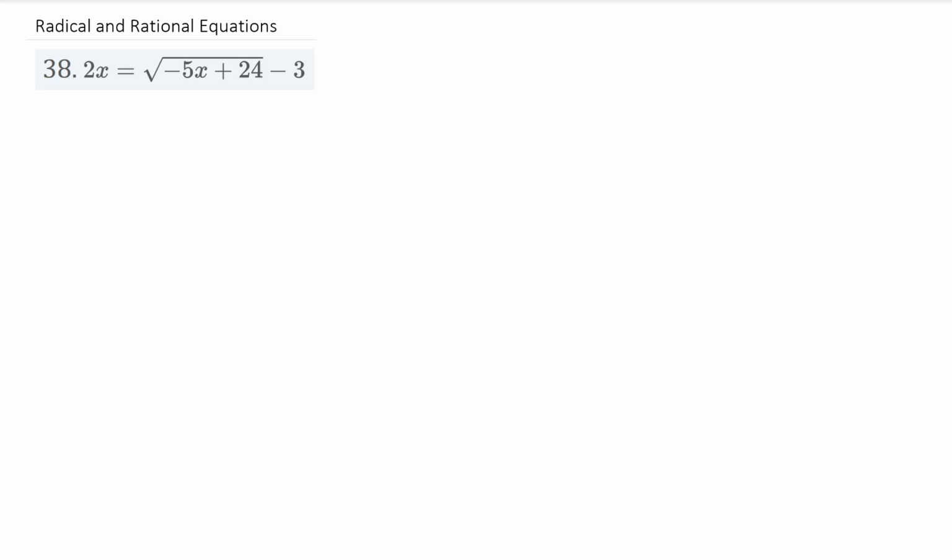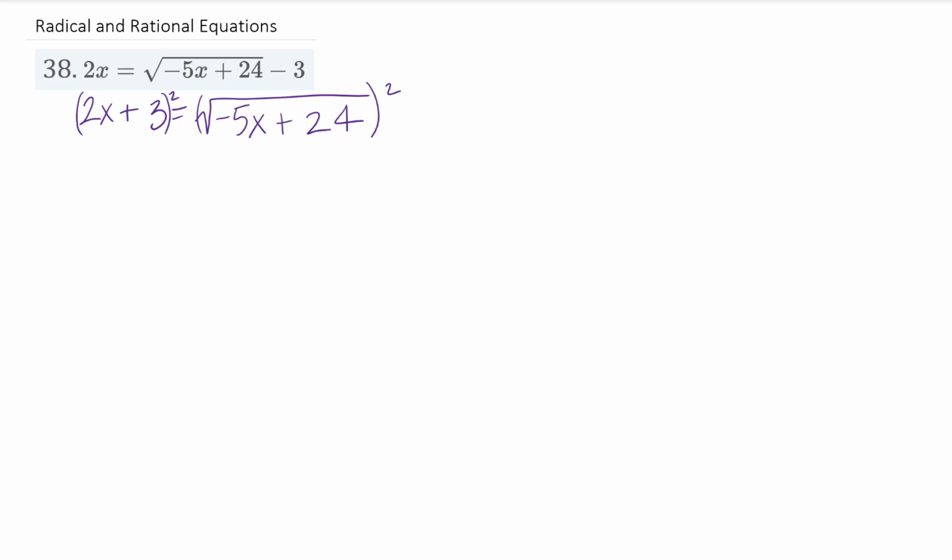So the first thing we want to do, as we are trying to get rid of this square root here, is isolate the radical. In order to isolate the radical, you're going to add 3 to both sides. So once you add 3 to both sides, you end up getting 2x plus 3 equals square root of negative 5x plus 24.